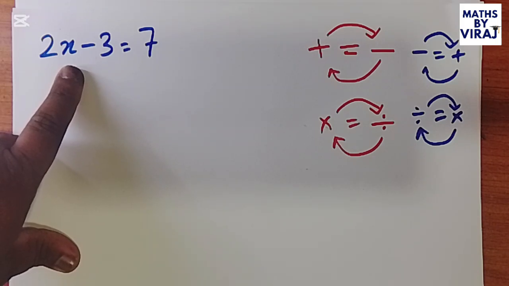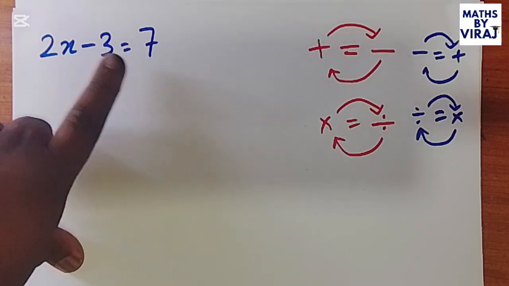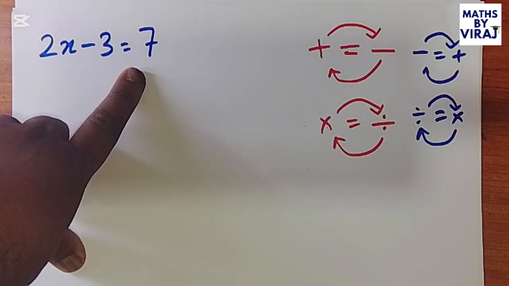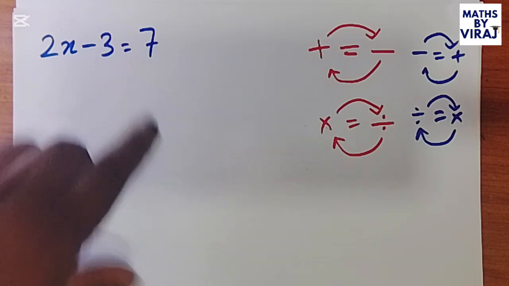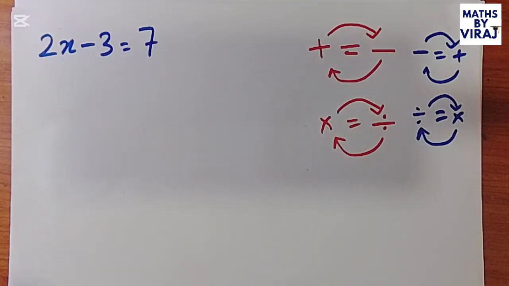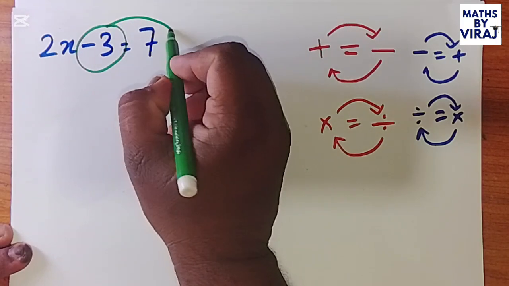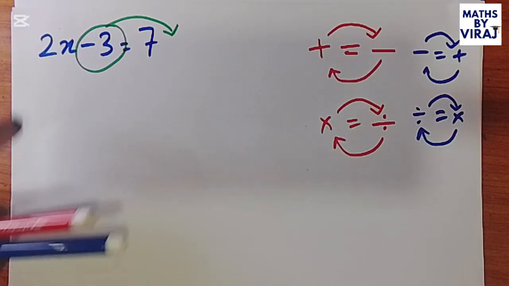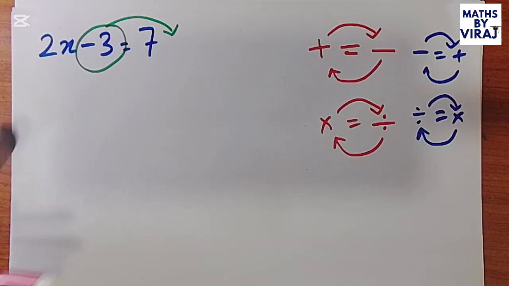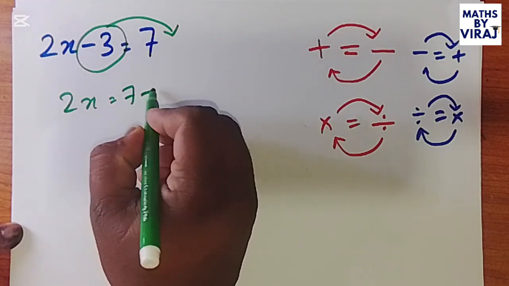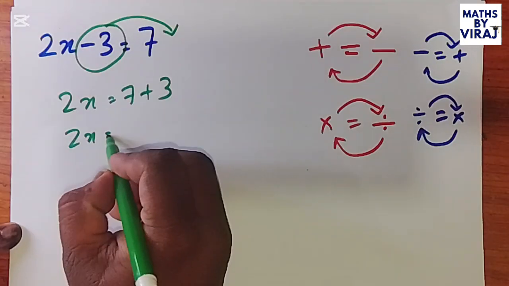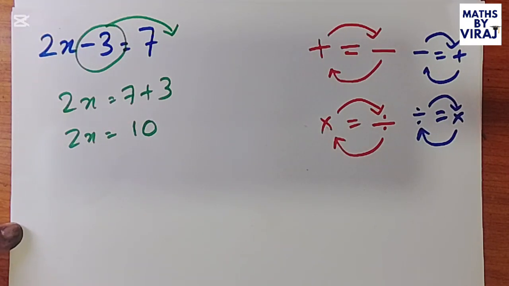The term that is furthest away from x should be dealt with first, which is 7. So we keep 7 as it is on the other side of the equal sign. Now we take minus 3 to the other side. The relationship between 2x and 3 is that 3 is subtracted from 2x. So when taken to the other side, what does it become? It becomes addition. Therein, the answer is 10.